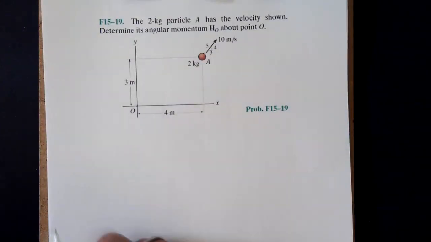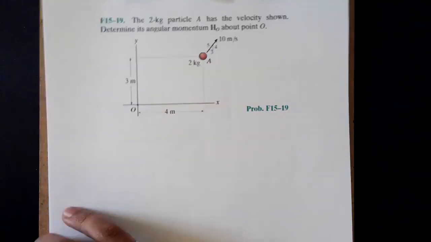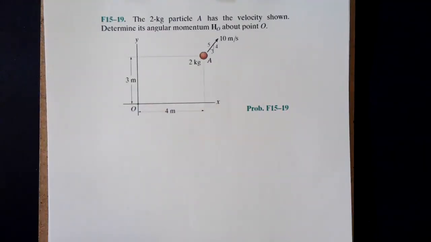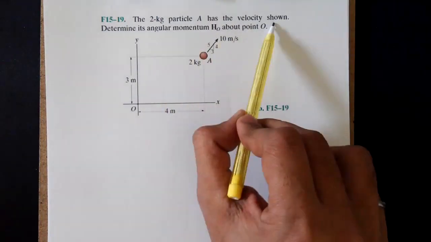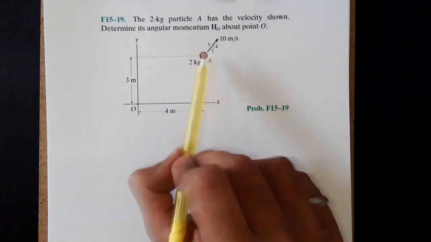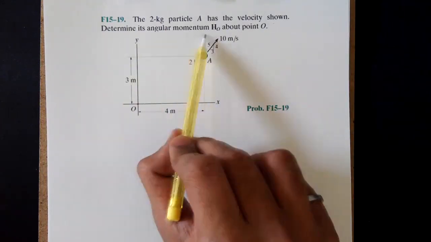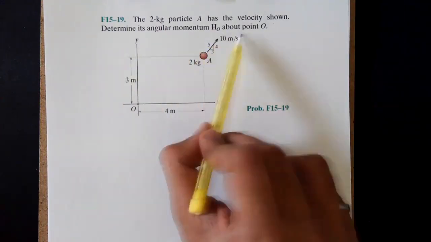Last problem from in-class exercise 4, chapter 15. In fact, this is the last problem from chapter 15. So the 2 kilogram particle A has the velocity shown. So this is the velocity of the particle. Determine its angular momentum HO about point O.